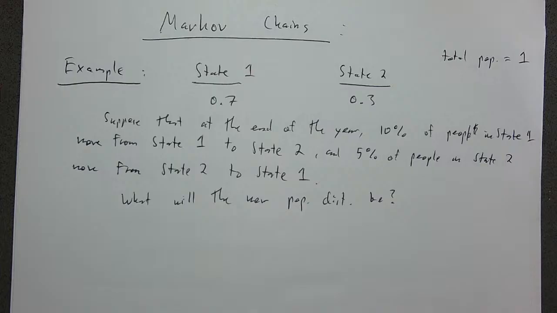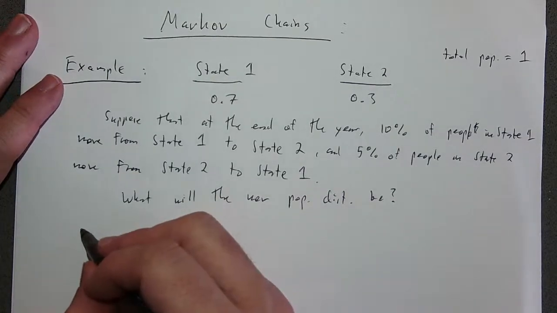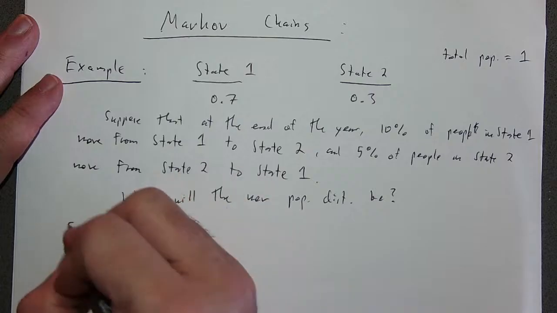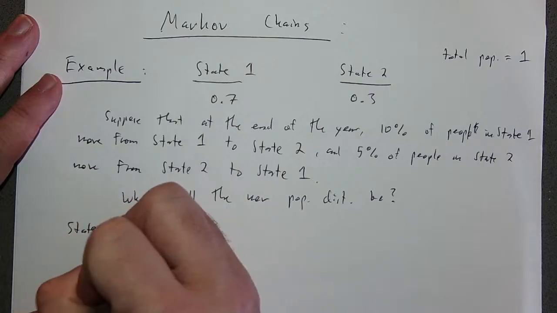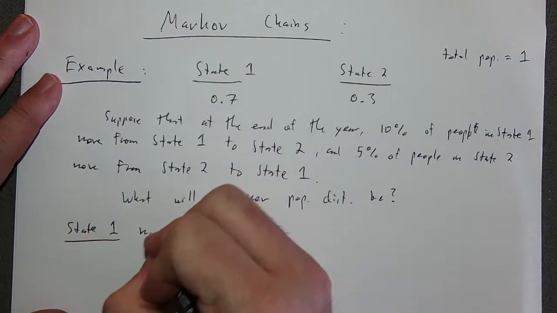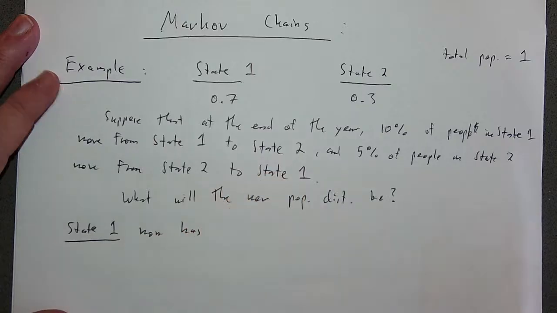Okay. Well, if I'm just going to write this out, you might automatically see how to phrase this in terms of linear algebra, but let's try to write this out just as straightforwardly as we can here. So the first thing to say is state 1 now has how many people?